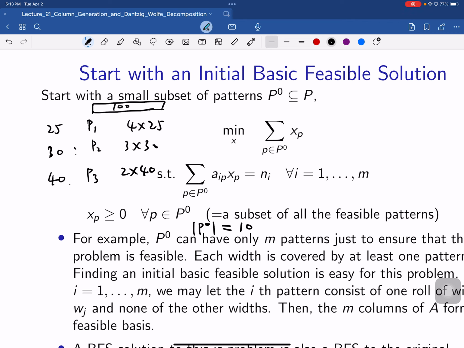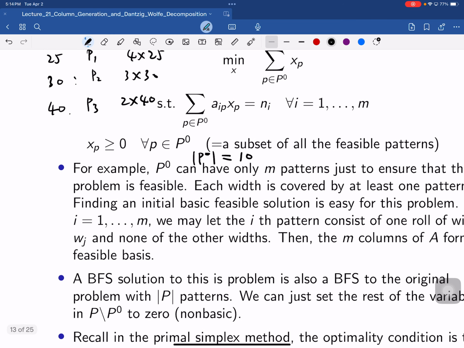In other words, I will generate some very naive patterns. Those are not very good patterns for sure. I'm just going to use the whole length to produce a certain order. But these 3 patterns are guaranteed to be feasible, because each of the orders is produced by one of the patterns. You may waste a lot of material, but you are guaranteed to cover all the demands. That's what we are going to do in the first iteration.